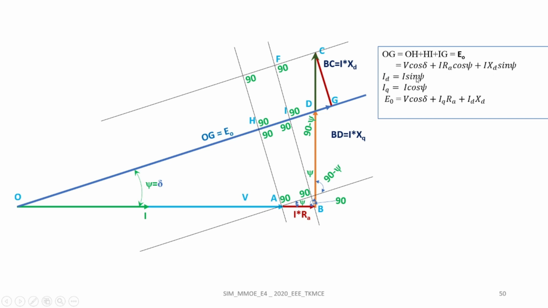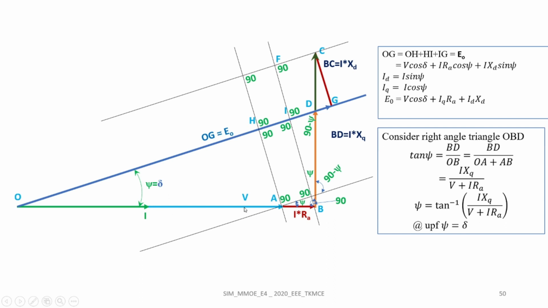We know ID is equal to I sin psi and IQ is equal to I cos psi. Substituting these parameters in this equation, we can obtain the equation for induced EMF as V cos delta plus IQ RA plus ID XD. In order to find out the expression for psi, let's consider this right angle triangle OBD. In this right angle triangle, BD is I into XQ and the adjacent side is OA plus AB, that is V plus I into RA. Substituting, we can obtain the equation for psi or delta as tan inverse I into XQ by V plus I into RA.